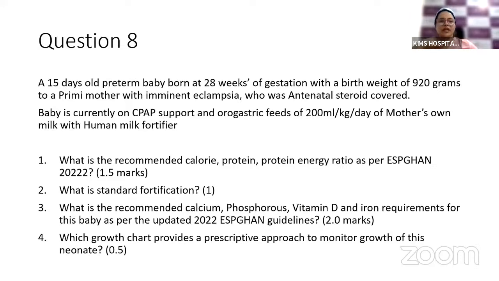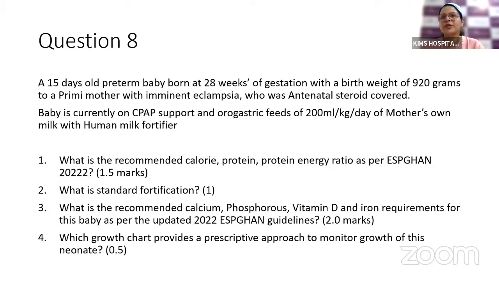We move on now to question 8. This is the question on preterm nutrition. You have a 15-day-old preterm baby born at 28 weeks gestational age with a birth weight of 920 grams to a primary mother with imminent eclampsia who was covered with antenatal steroids. The baby is currently on CPAP and is on orogastric feeds with a volume of 200 ml per kg per day of mother's own milk with human milk fortifier added. So this baby is on completely fortified expressed breast milk at the volume of 200 ml per kg.